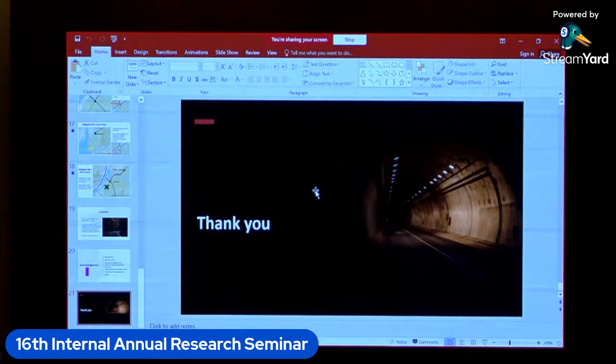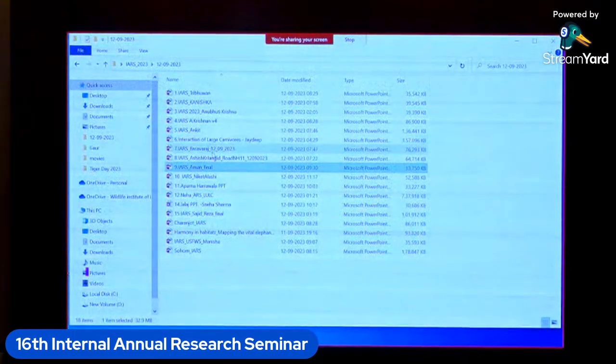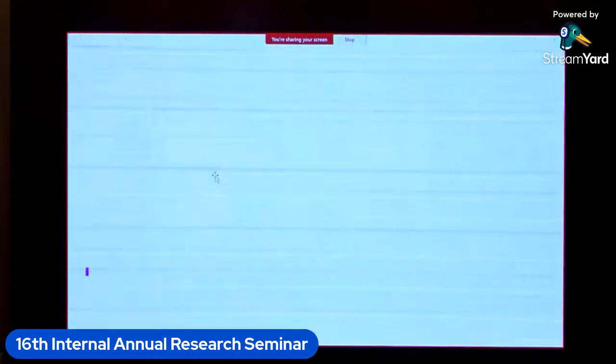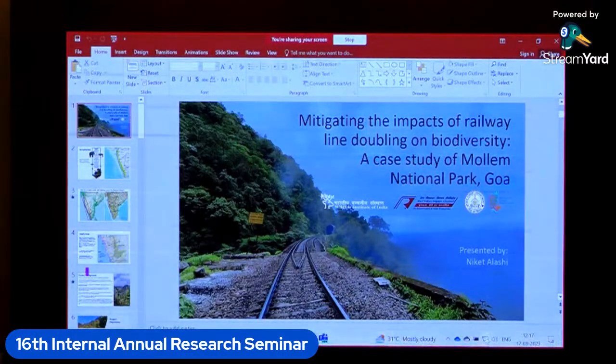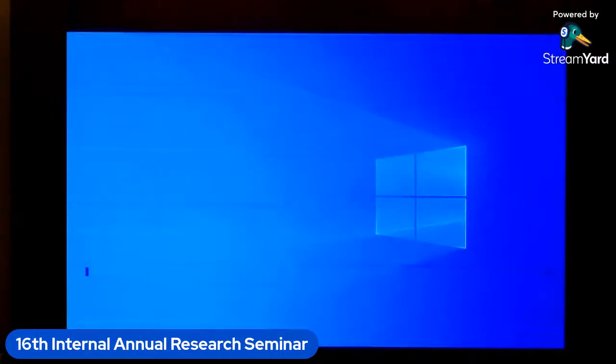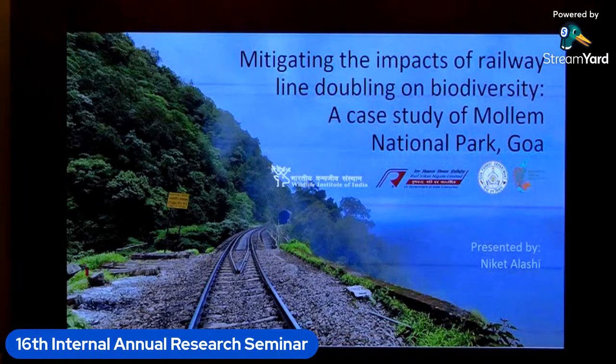So the next speaker is Niket Tarashi. Niket is going to be speaking about mitigating the impacts of railway line doubling on biodiversity with a case study from Mollem National Park. Niket did his MSc in Biodiversity Monitoring from Pune University. He joined WII in September 2021 and he's interested in herpetofauna and avifauna.